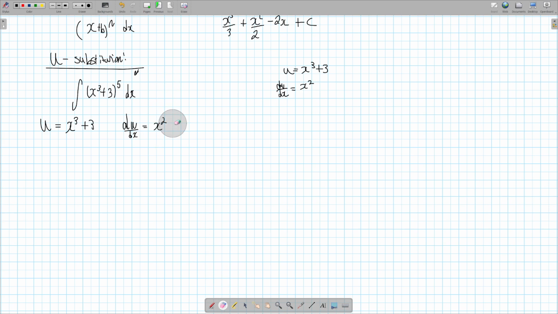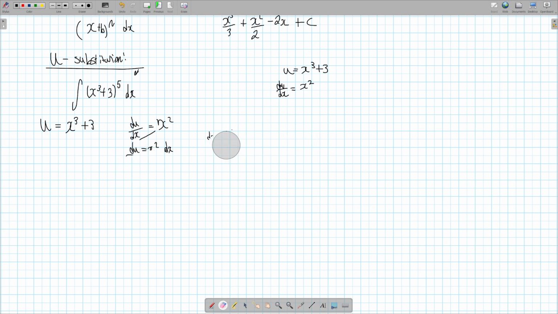What I like to write, and I just memorized it, is I always write it like this. Let me show you why I write it like this. If you cross multiply, you're going to get du is x squared dx, right? In other words, dx is equal to, take x squared to the other side, du over x squared. This is a rule you can memorize. dx is always du over u prime, u prime being the derivative. Okay?